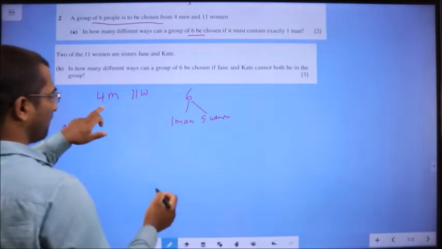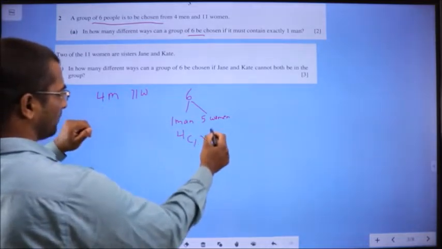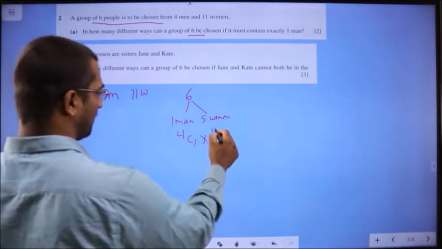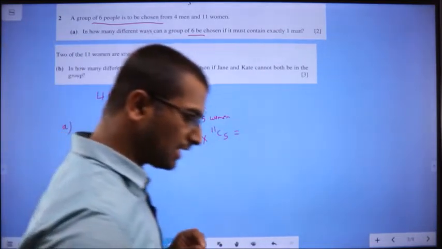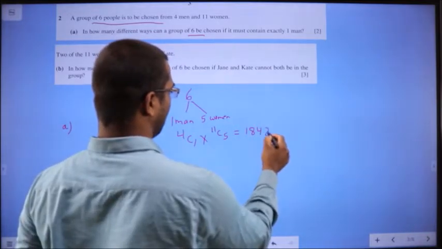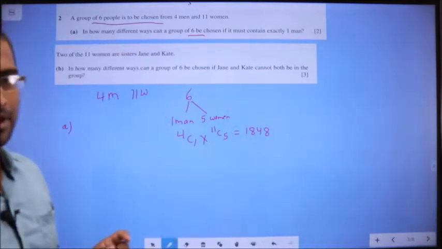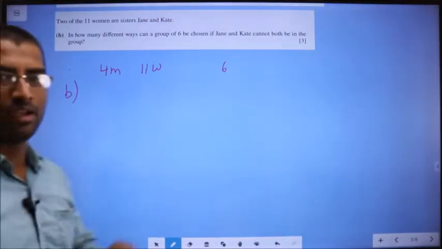So there are 4 men. Selecting 1 man from the 4 is 4C1. Selecting 5 women from the 11 women is 11C5. So place it in the calculator, you get 1848. This is the answer. Okay, next.